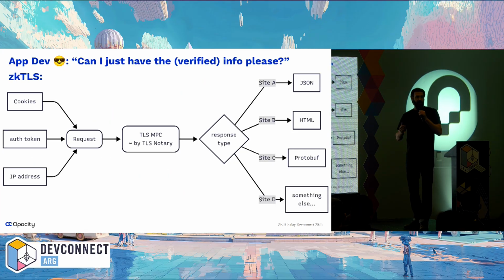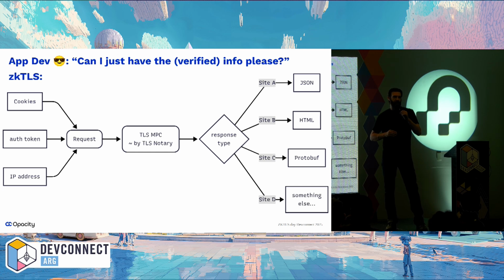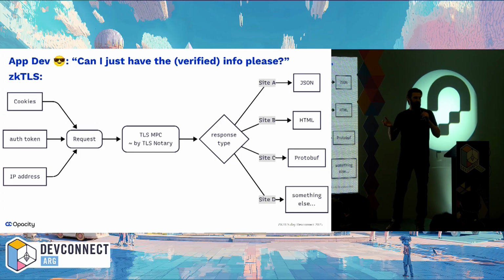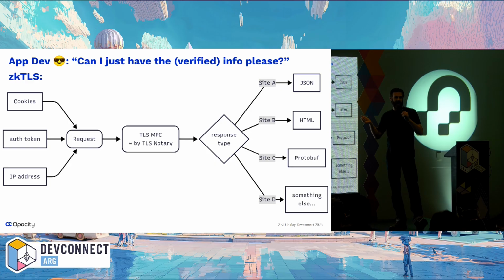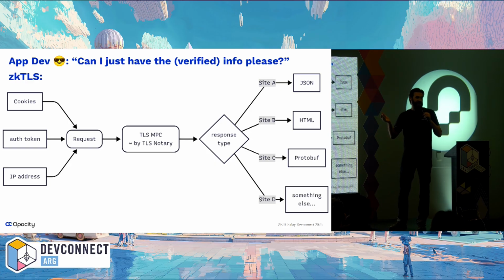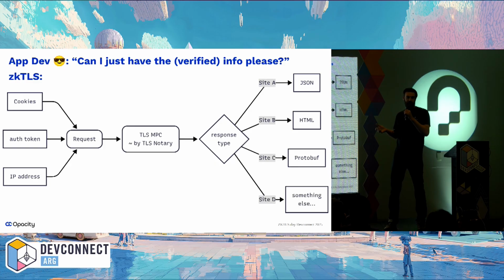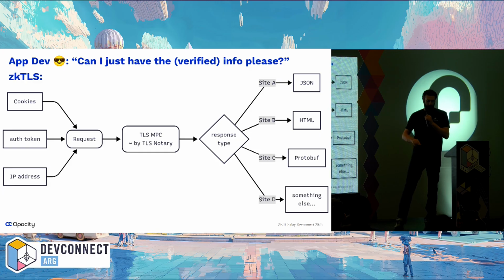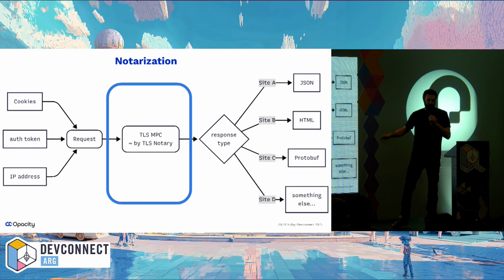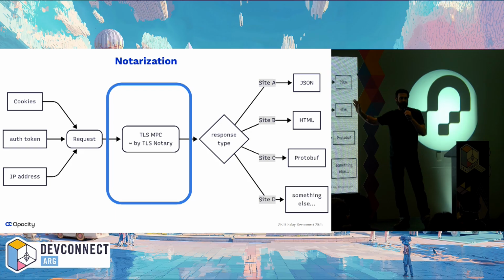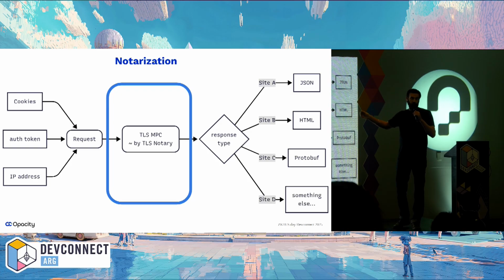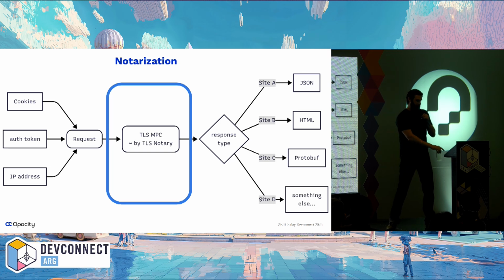So, I think the average app developer is just interested in the information, right? The developer wants the verified data. Can I have the data, please? And zkTLS answers yes, but it's a little complicated. So let's sort of talk about the parts here. The notarization, this is what TLS Notary has essentially solved for us. I'm not going to talk a whole lot about that part.